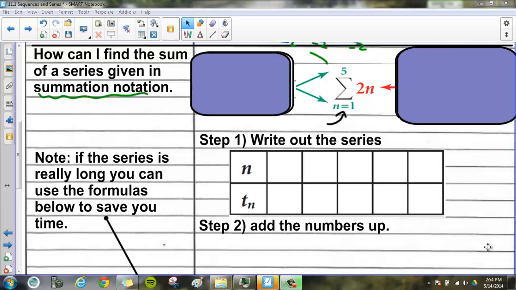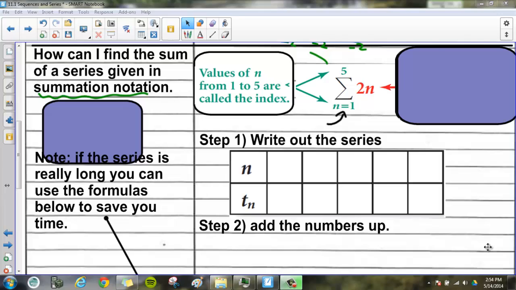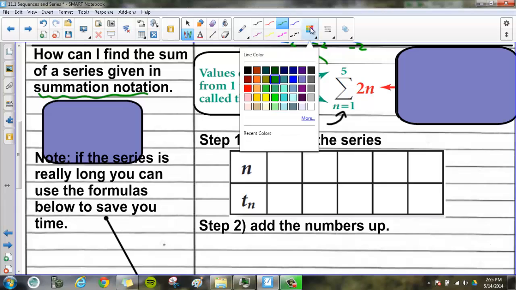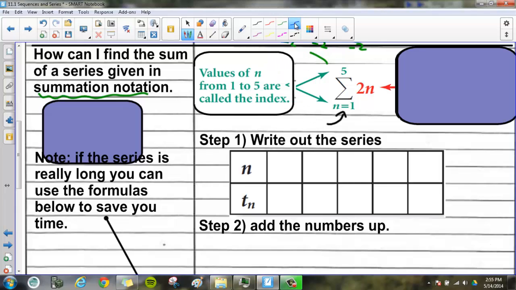Really, we start with n equals 1 to 5 up there, and the values of n from 1 to 5 are called the indexes, okay? Those are the number of terms you want. You want to figure out what's the first term to the fifth term. And so knowing that right here, the 1 to 5, we can start filling this in. Let's do that in blue because this was blue. We would put n equals 1, 2, 3, 4, 5. Check that out. I had 5 boxes. What's the chance of that?